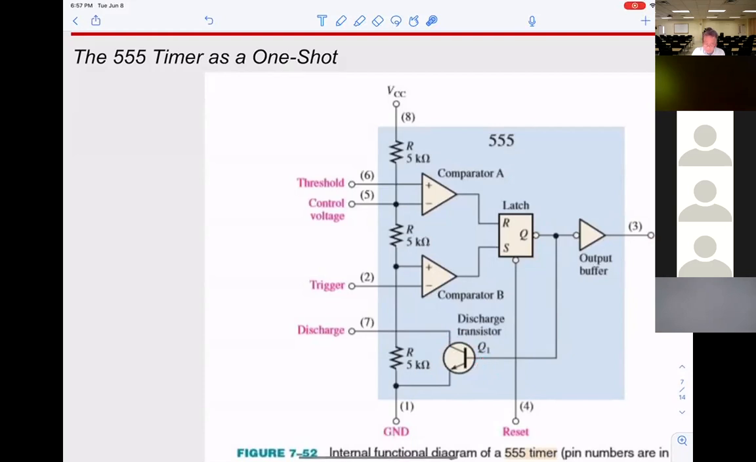Okay, so basically, if there is a logical 1 in here, it turns on the transistor. When the transistor is turned on, it will be connecting pin 7 to the ground. Okay, if the logic at the output here is 0, that means Q1 will be off. It opens the connection from pin 7 to the ground.